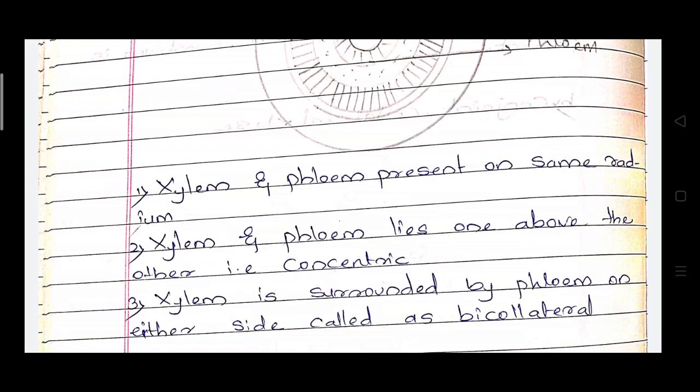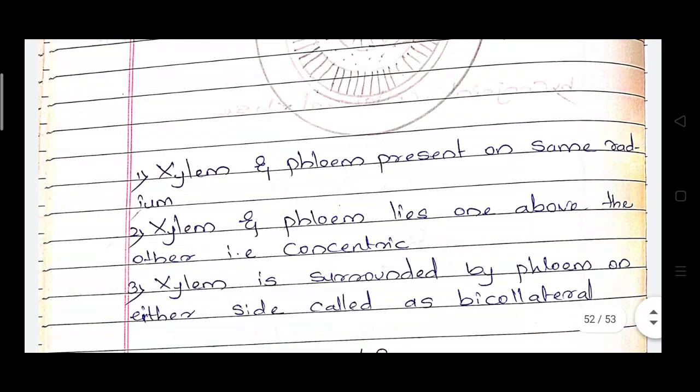In simple form, only the xylem and phloem are in the same radius. The xylem and phloem lie one above the other, but the xylem is also surrounded by the phloem on the other side. That's why this type is known as bicollateral. So these are the three types of collateral vascular bundles: first conjoined collateral open, second conjoined collateral closed, and third the bicollateral.